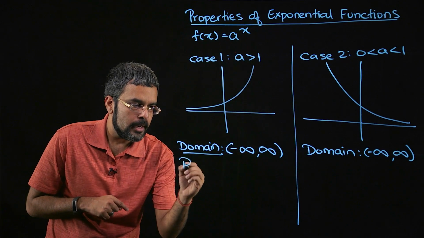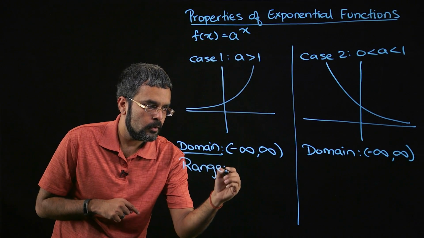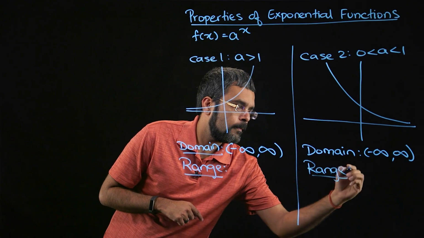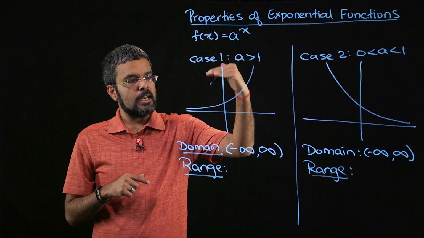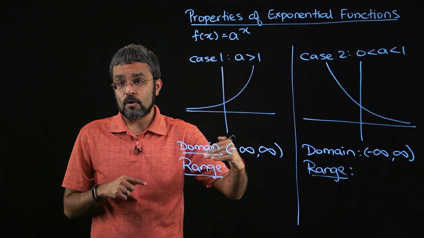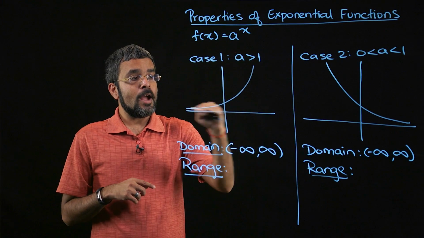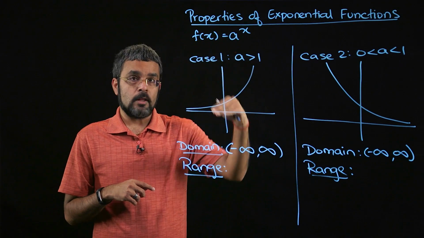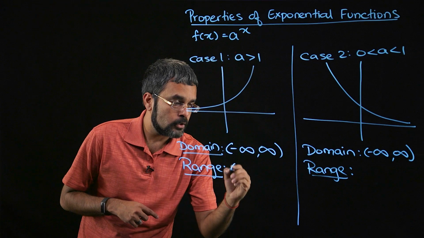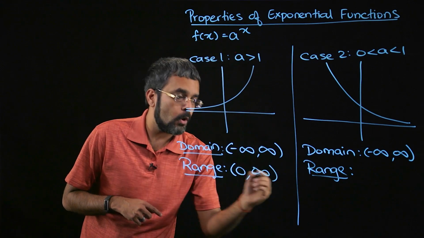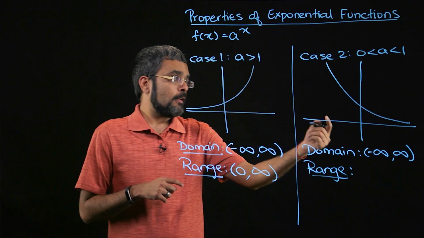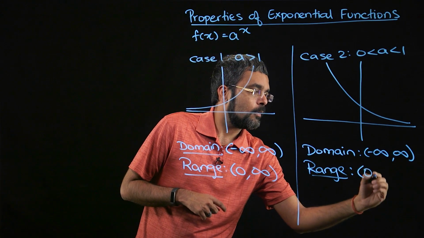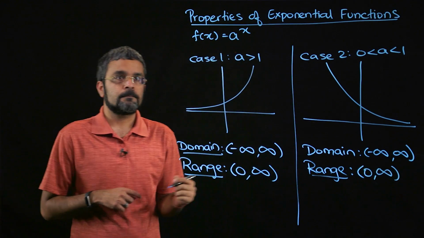Okay, my range. What's my range? Like I said, it can never touch the x-axis or go below the x-axis. So my y values will never be 0 or negative. They're only going to be positive. So that means it's going to be between 0 and infinity. That's all positive real numbers. Same with this one. It doesn't touch or go below the x-axis, so it's going to be 0 to infinity.